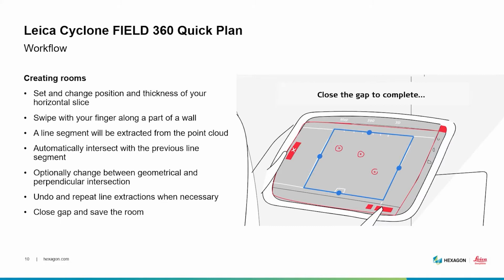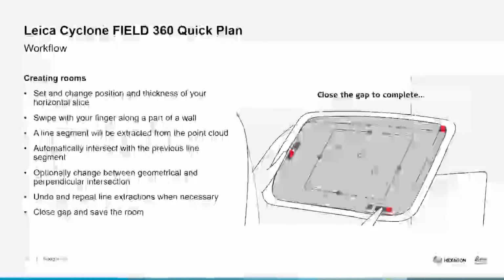The position of the slice can be changed to suit the individual walls, for example. If there's a cupboard or something obstructing the wall, you can gain the wall at a higher level, so you can really decide where to do the extraction to create the deliverable.